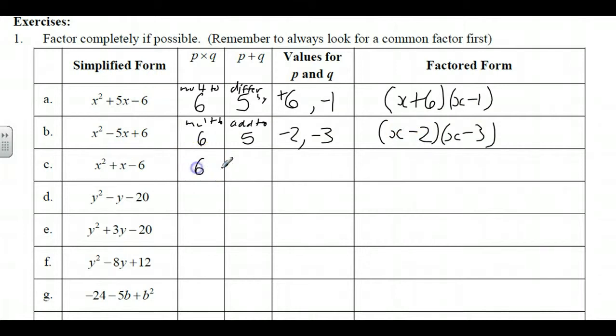Okay, multiply to 6, differ by 1. There's 1 positive and 1 negative. The bigger one is positive, so the numbers are 3 and negative 2. X plus 3, x minus 2. X squared minus 2x plus 3x is plus 1x minus 6.